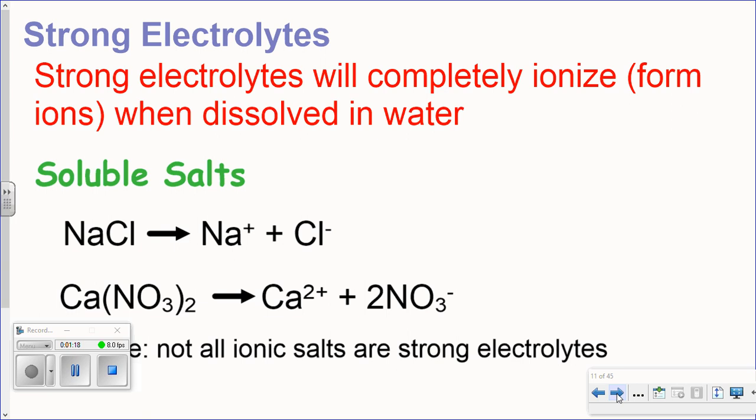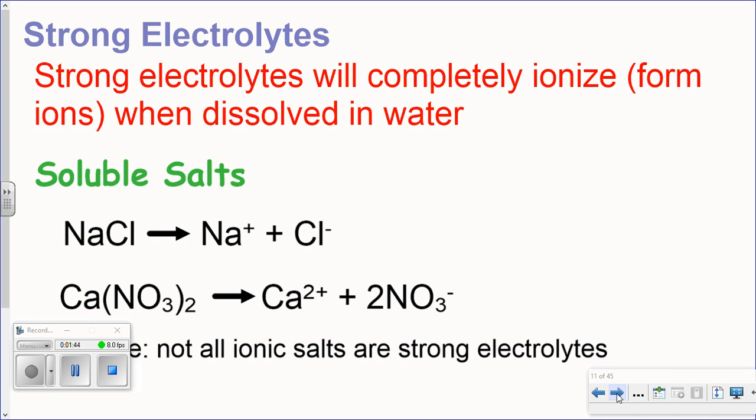A strong electrolyte, as you see in red on here, will completely ionize, in other words, form ions when dissolved in water. That's an important definition: complete ionization. You start with ions locked in an ionic bond. Those will dissociate to form ions when they dissolve in water.